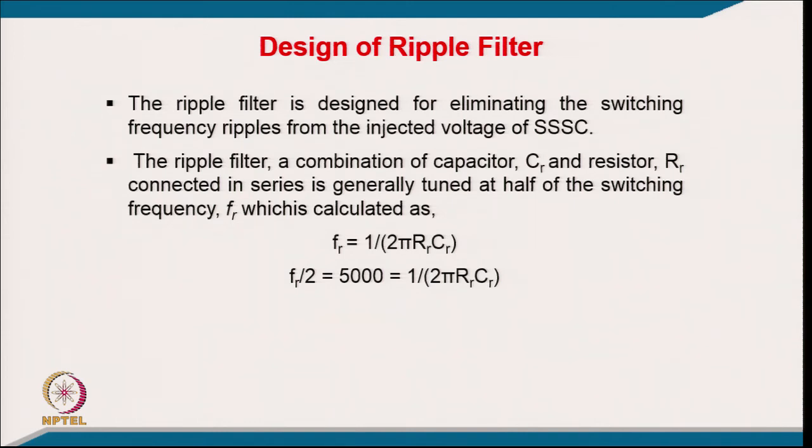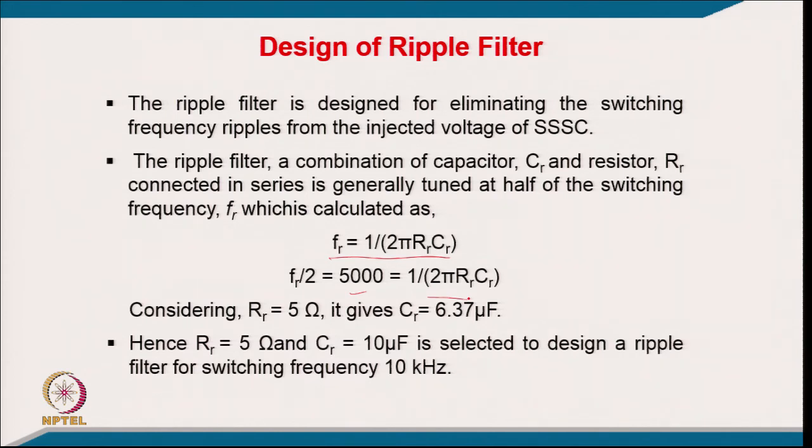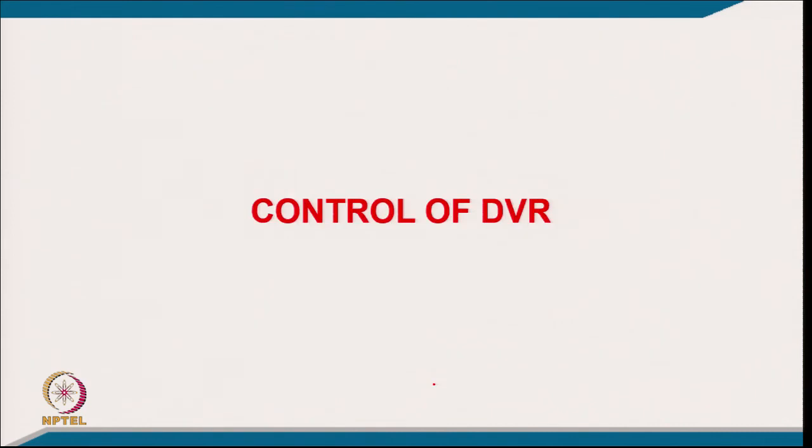Coming to the design of the ripple filter, the ripple filter is designed for eliminating the switching frequency ripple from the injected voltage of this DVR or series static synchronous compensator. So, the ripple filter is a combination of capacitor C_R and resistance R_R connected in series, generally tuned at half the switching frequency. So, considering 5 kilohertz, half the switching frequency, we can find out typically from this value. Selecting a resistance of 5 ohm which is easily available, we can get the capacitance value, and then we can select the next value. So, R_R equal to 5 ohm and C_R of 10 microfarad is selected to design a ripple filter for a switching frequency of 10 kilohertz.